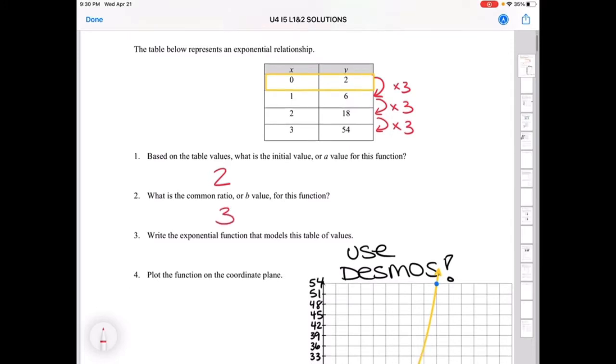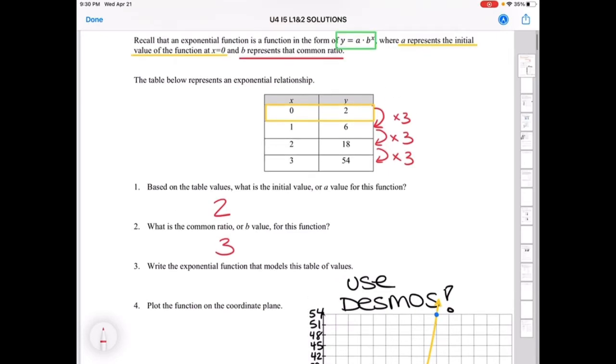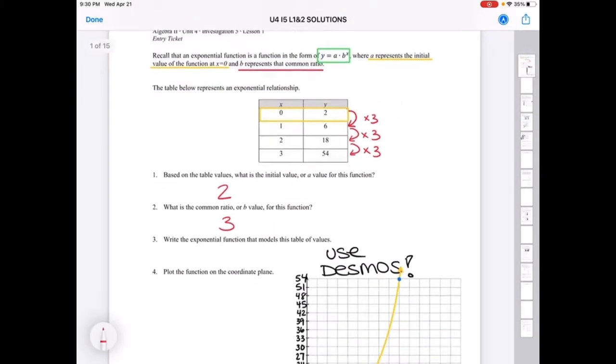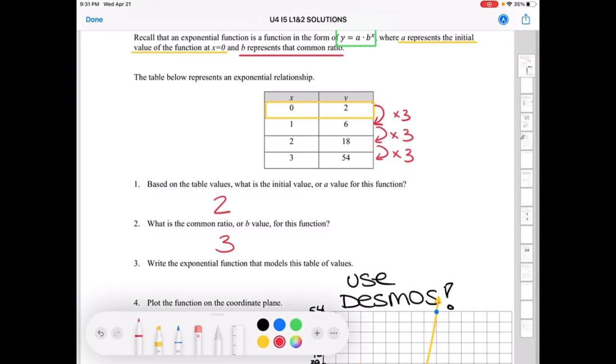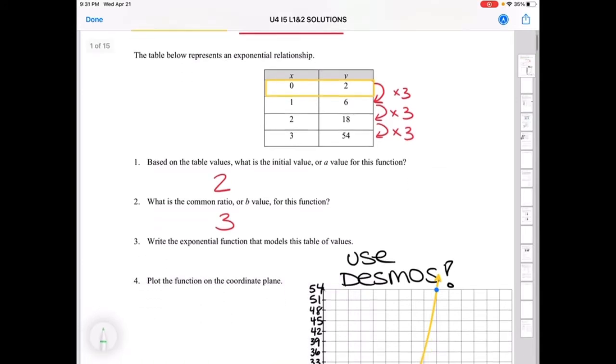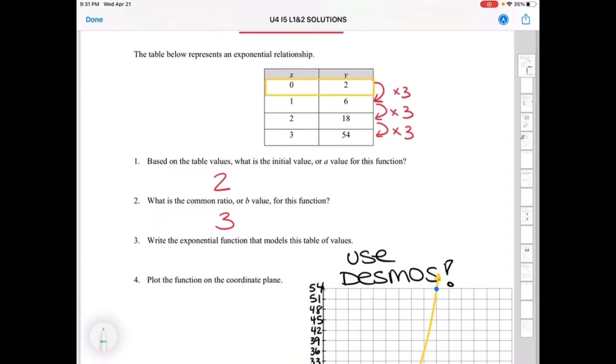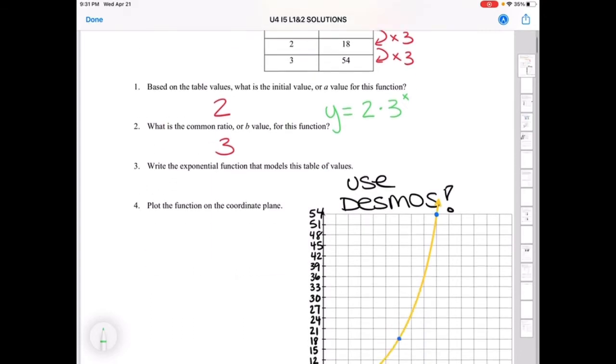Then it asks, now that we have our a and b values, let's write an exponential function that models these values. So here, I'm going to use this basic equation, y is equal to a times b to the x power. I'm going to use green here. And I'm going to say my equation has to be 2 times, which is my a value, times 3, which is my b value, to the x power. So I know my y is equal to 2 times 3 to the x. I'm going to move that down here.